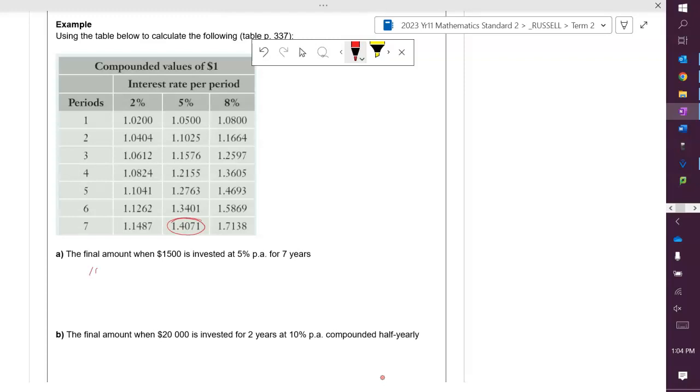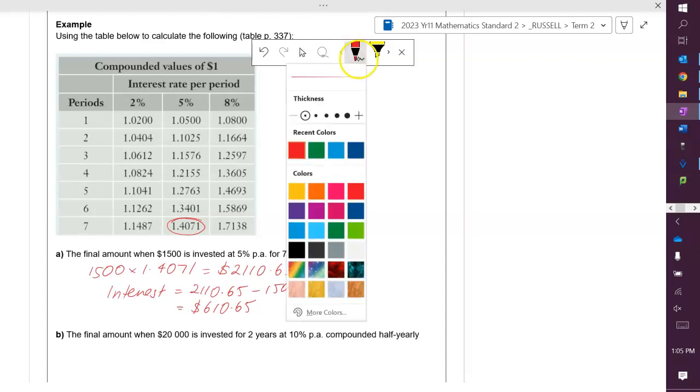So that would be 1,500 multiplied by 1.4071. That will tell us I've earned $2,110.65. So the interest is 2,110.65 minus my 1,500, which is $610.65. So instead of having to do the multiplications and calculate it all, that is what that bracket represents if you were to work it out on its own.